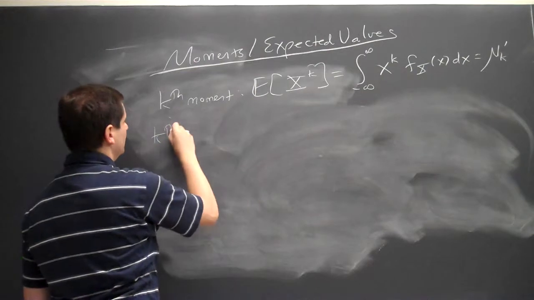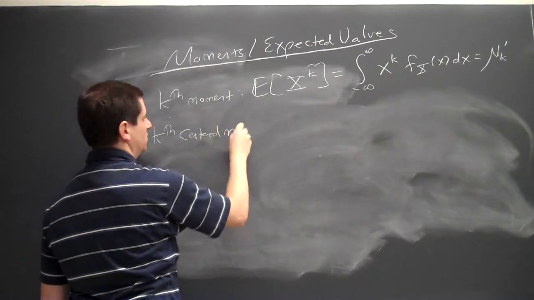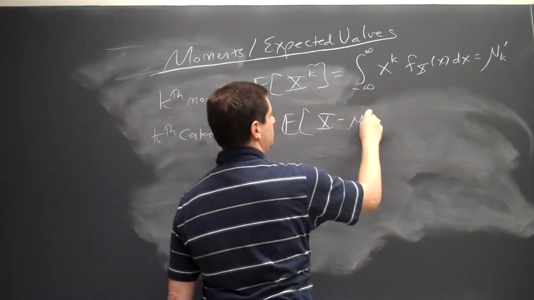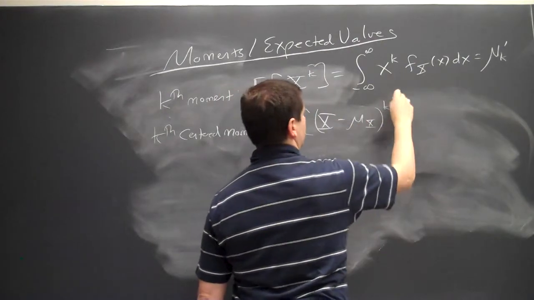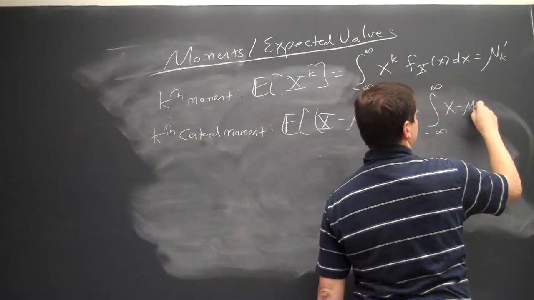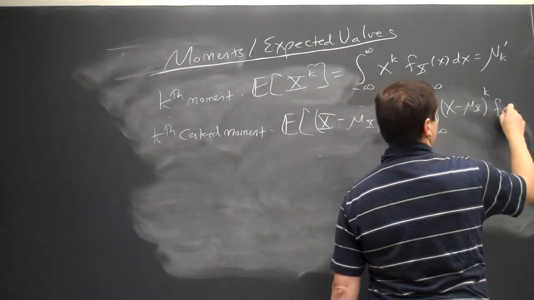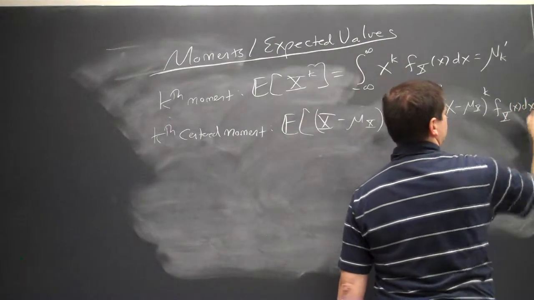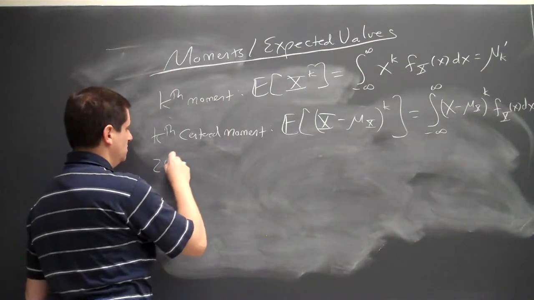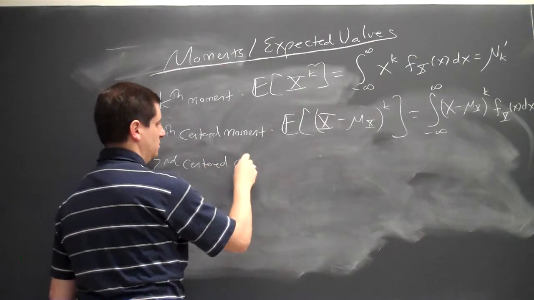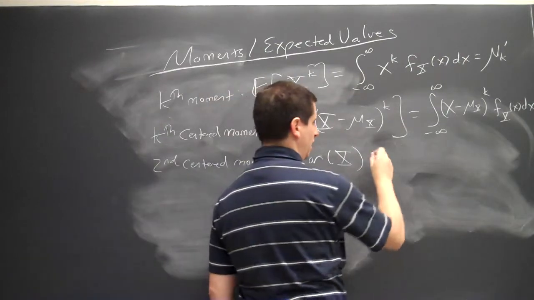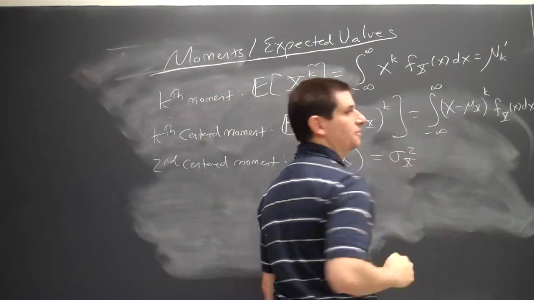So the k-centered moment is the expected value of (x minus mu of x) to the k. And this is just the integral from minus infinity to infinity of (x minus mu of x) to the k times f of x dx. The second centered moment has a beautiful name. We call it the variance of x, and we'll often write it as sigma x squared.